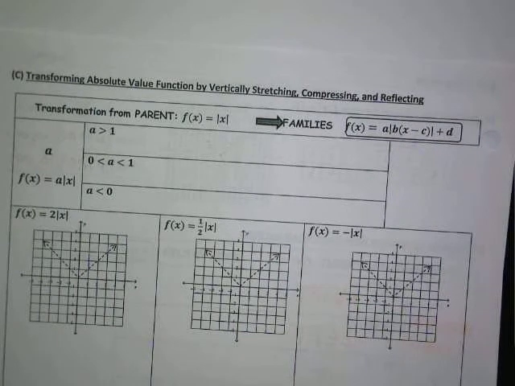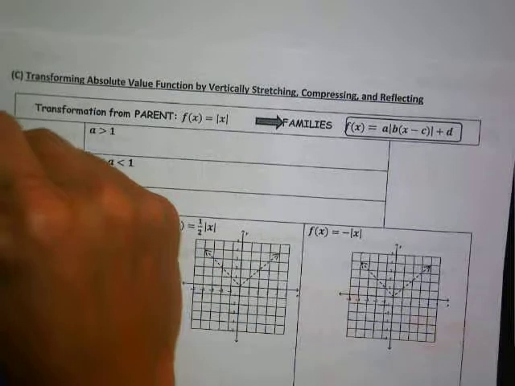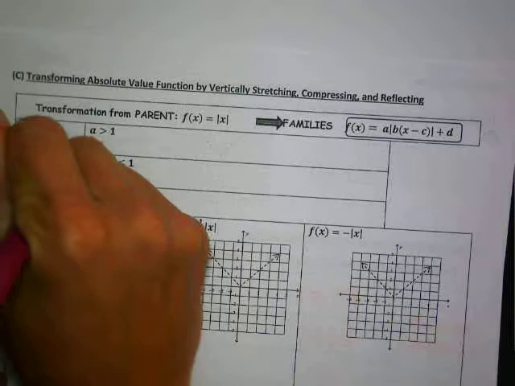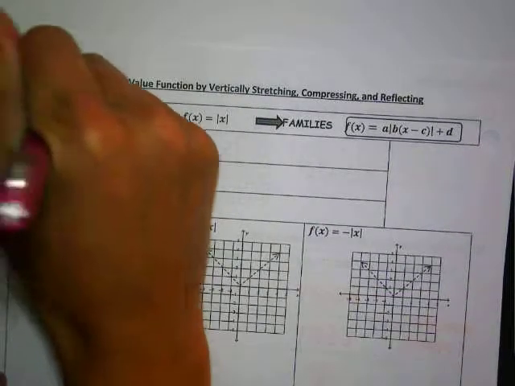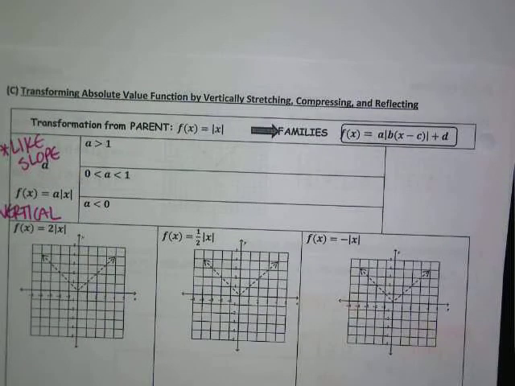Is the A on the outside or the inside? Outside. So it's still going to be vertical. And we are going to treat it like slope. It's not exactly like slope, but it's enough like it so we can treat it like slope to help us graph.